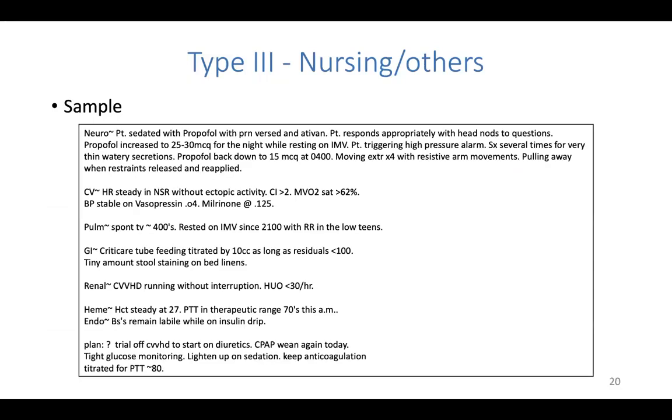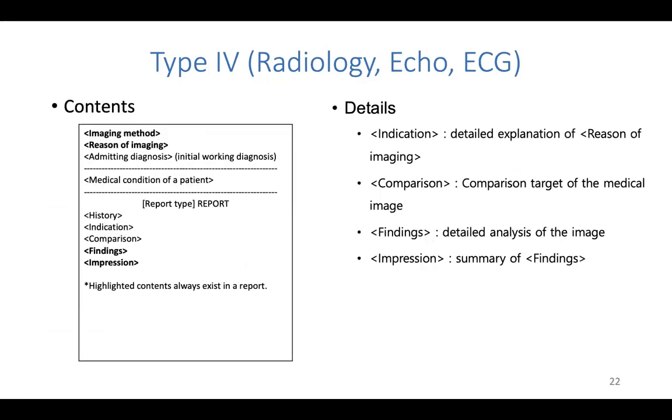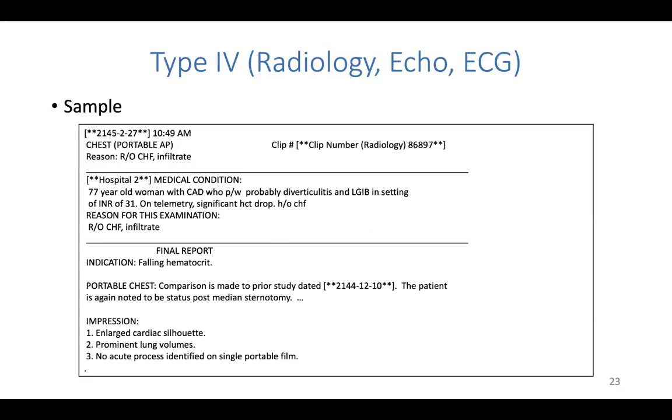Yeah, I won't go into nursing others. Type 4 is radiology, echo, and ECG reports. These are reports from images. So there's the imaging method, the reason of imaging, why we're imaging this patient, and findings and impressions, like what the radiology doctor found when looking at the X-rays, like there is some nodule in the left lung, something like that. When you take an X-ray, there is a report always coming in.